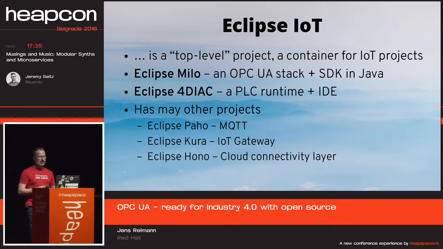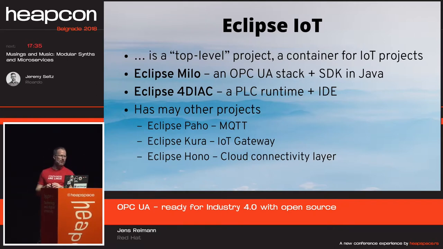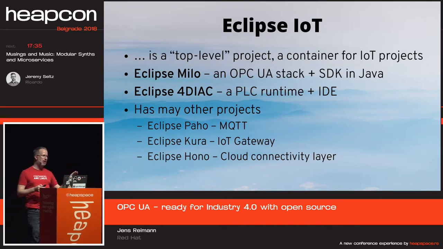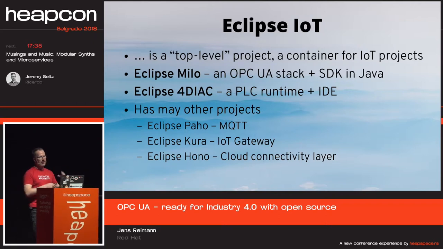Eclipse 4diac is a PLC runtime and IDE. Who knows what a PLC is? Okay, a few people. Just think of it as a Raspberry Pi, but for productive use. If you go to a power plant, you don't put in a Raspberry Pi for 30 euros. You buy something more expensive, and this works a little bit better. But still, 4diac is a PLC runtime where you graphically wire up your application, and then you download this into the device, and the device will run that for you.